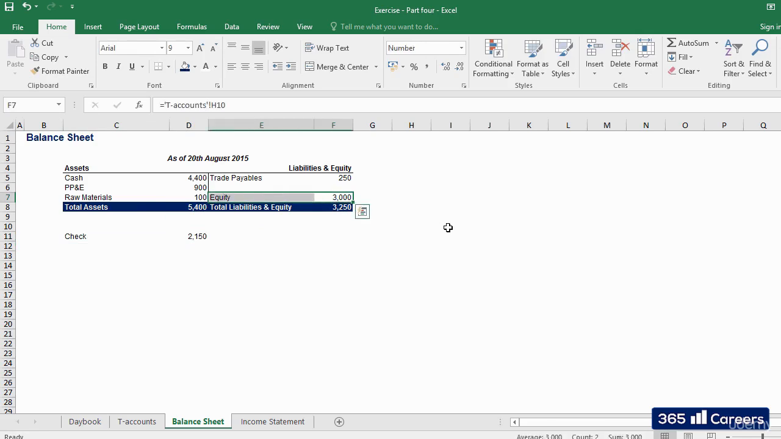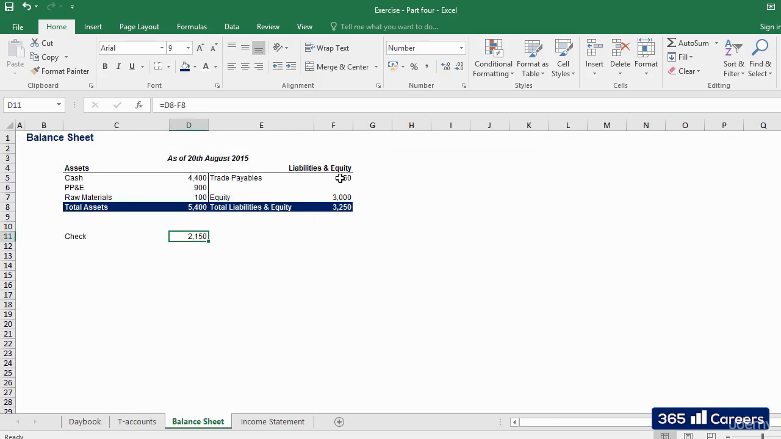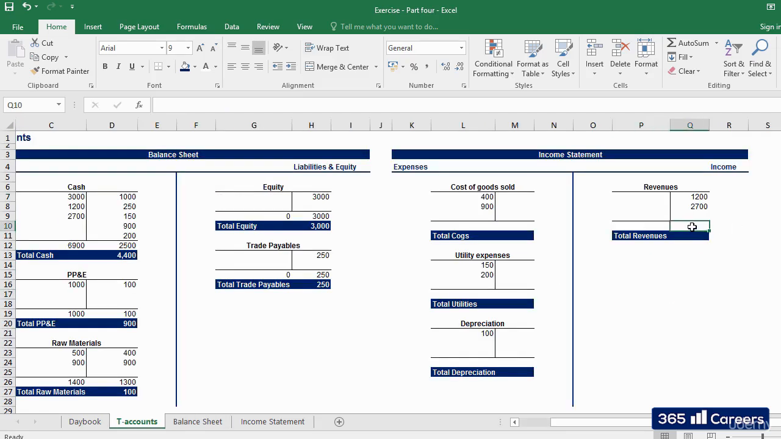We need to calculate net income in order to balance the balance sheet, given that net income is part of equity. Right now, an important part of equity is missing, and this is the reason why the balance sheet does not balance. First of all, let's calculate the balance of the P&L accounts that we have.